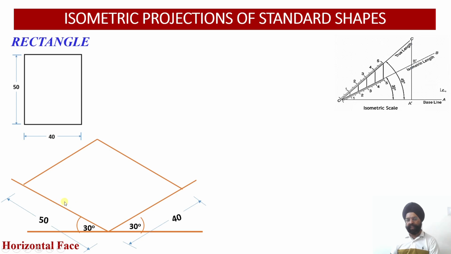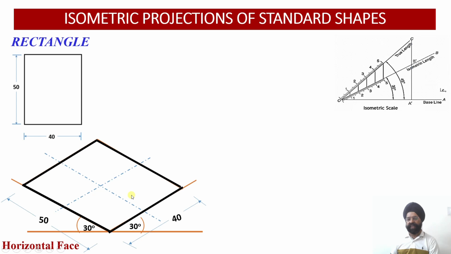Once we obtain these two edges, next we have to draw the isometric lines parallel to them. This edge will be parallel to this one, and its length will be 40 millimeter. We have to draw this edge parallel to this one, so its length will be 50 millimeter. If this is 50, this will be 50. If this is 40, this edge length will also be 40. Now we can darken them.